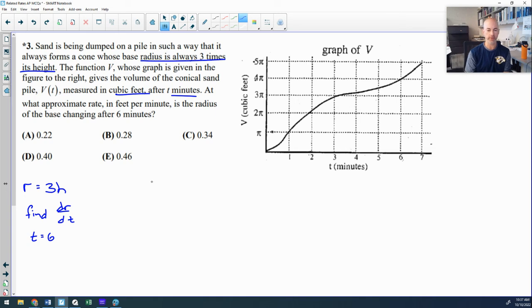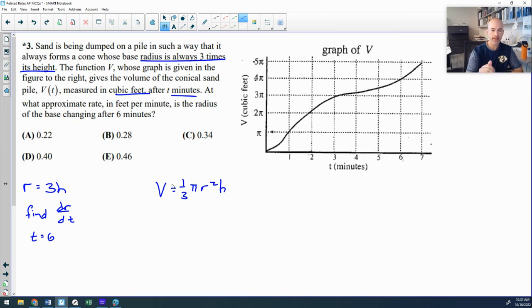And what I did not give you in this one is the formula for the volume of a cone, which is typically provided in the world of AP calculus. So the volume of a cone is 1/3 pi r squared h. And now we have to process this problem and see what we can do with it.